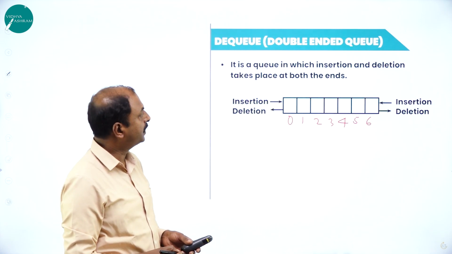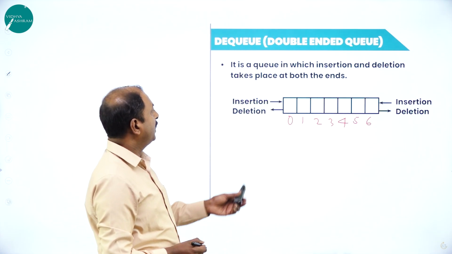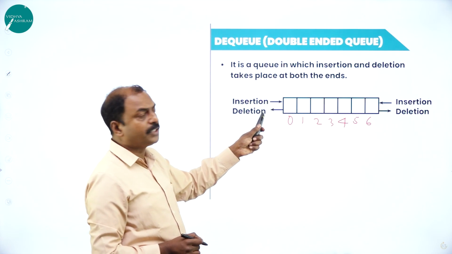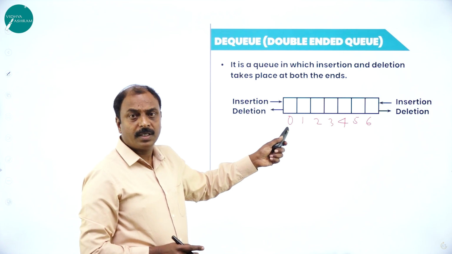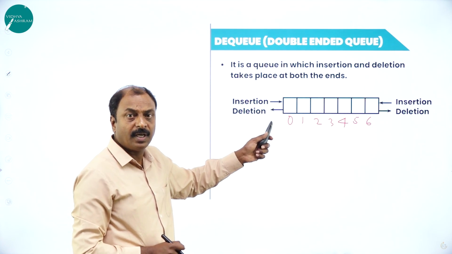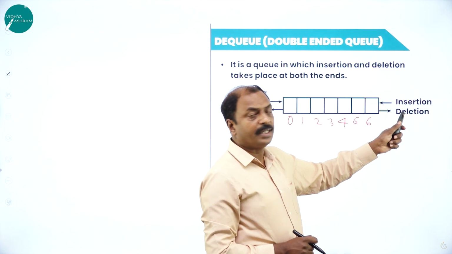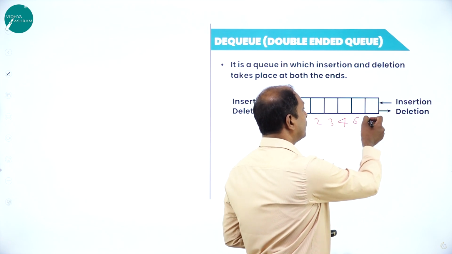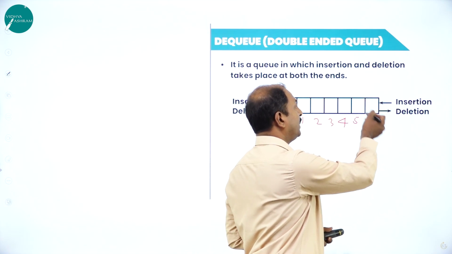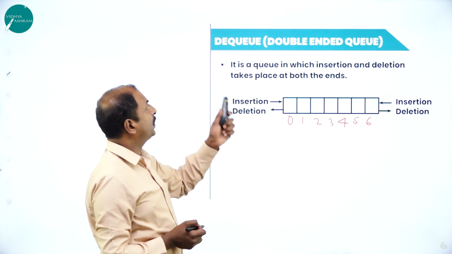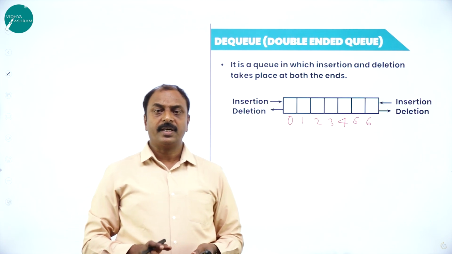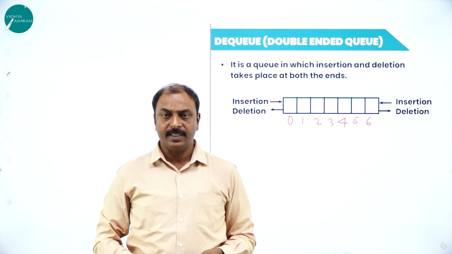If you look at this type of queue, this is a place where insertion and deletion can be done at this end. It is also possible to do insertion and deletion at the other side of the queue, in this example at index 6. That is the meaning of a double-ended queue, where insertion and deletion can take place at both ends of a queue.